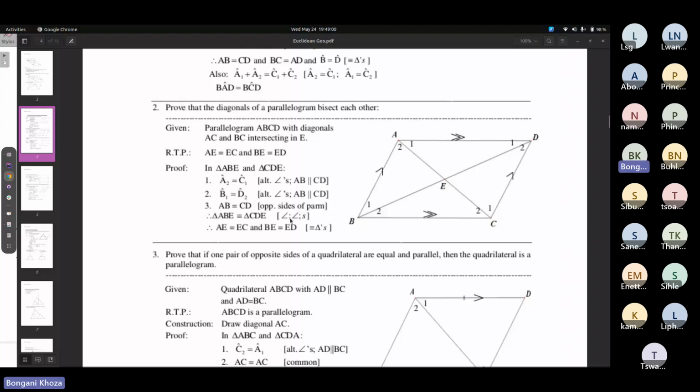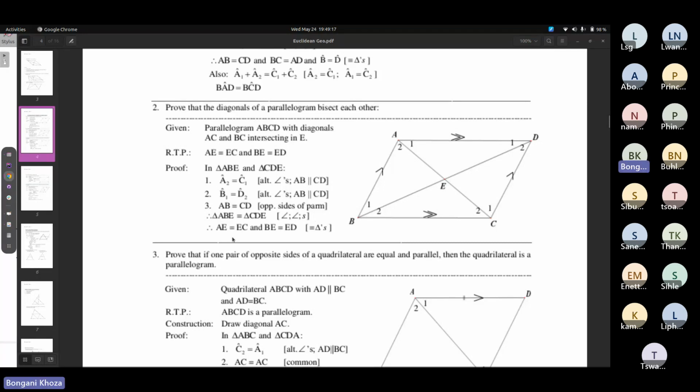It's supposed to be an angle here. An angle and an angle on the side. So we proved this angle, we proved this angle, and we proved this side. So that's angle, angle, side for congruence.